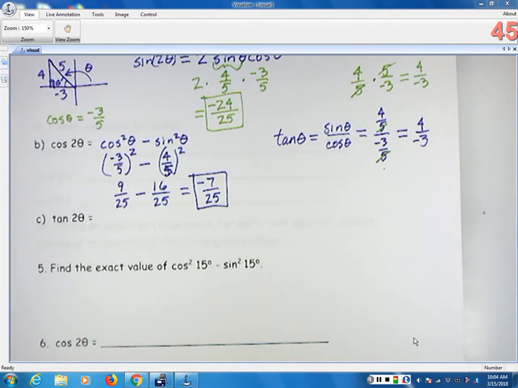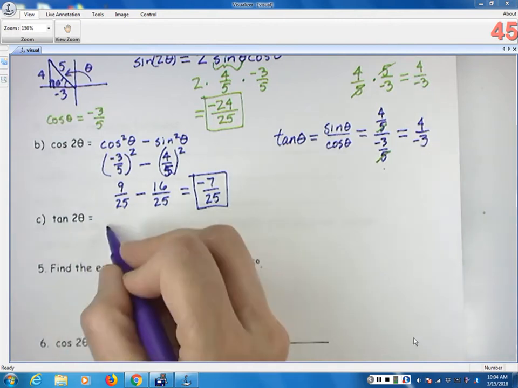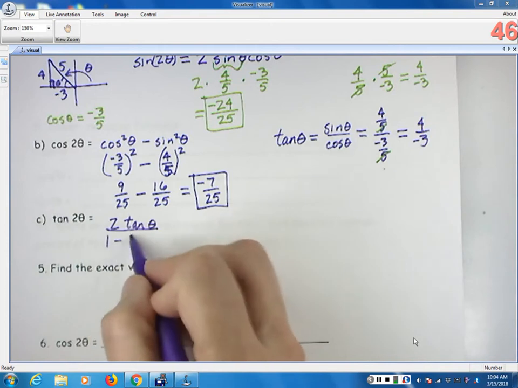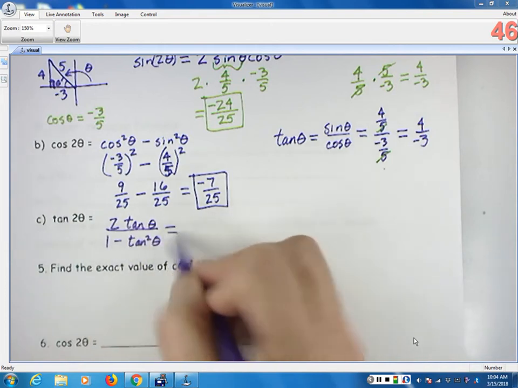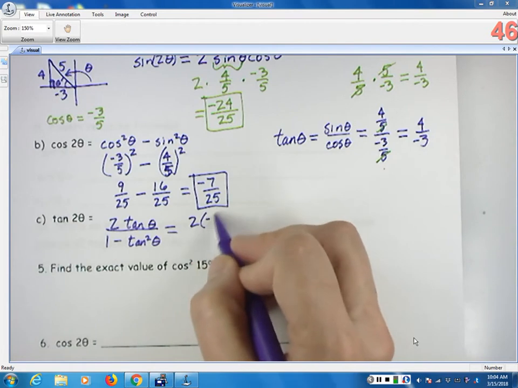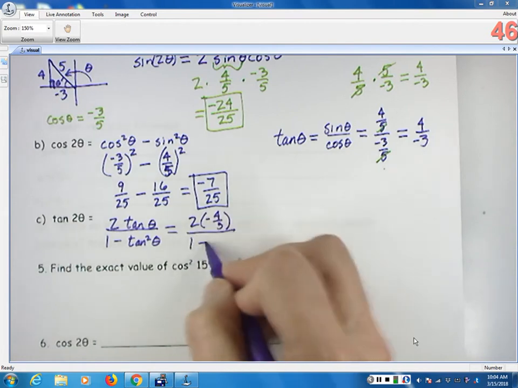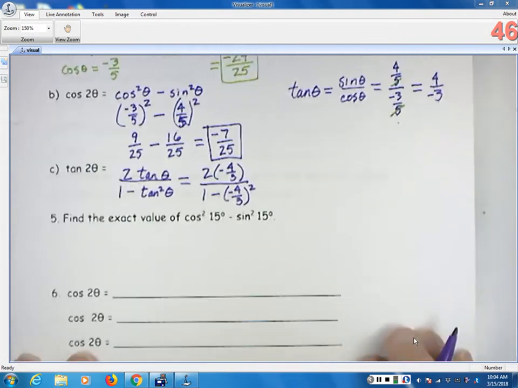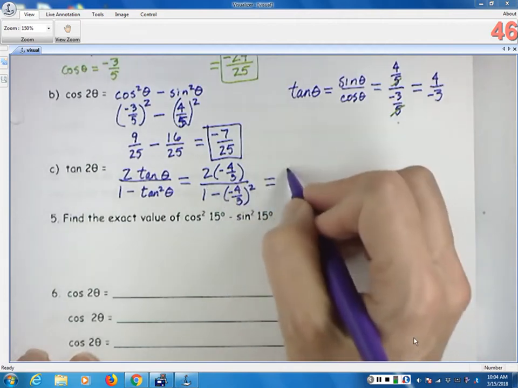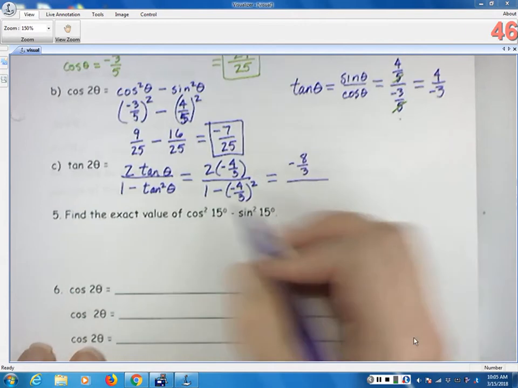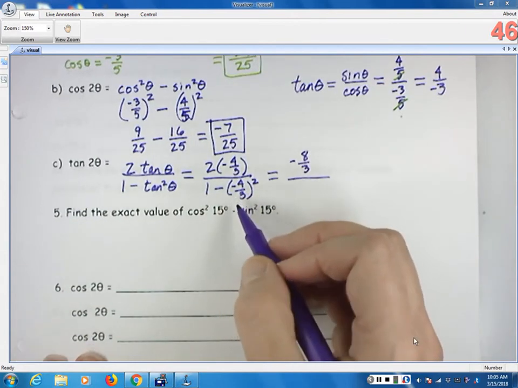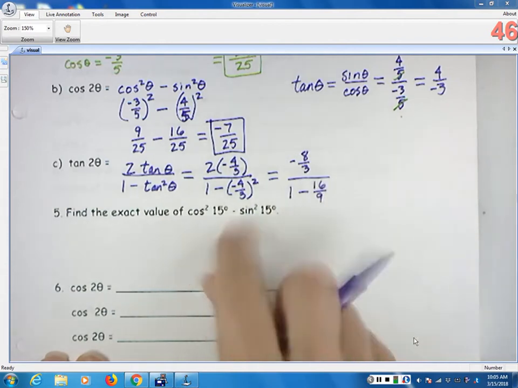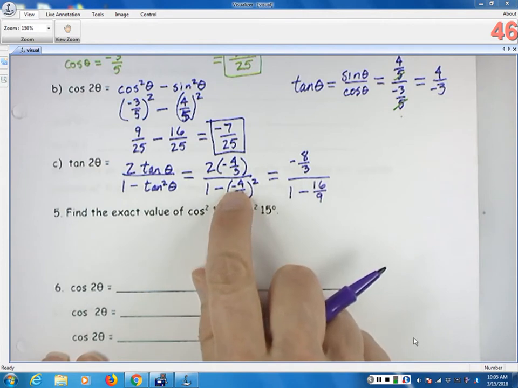So we're going to use the double angle formula to find tangent of 2 theta. It's 2 times tangent theta divided by 1 minus tangent squared theta. And that is 2 times minus 4/3 divided by 1 minus 4/3 squared. 2 times minus 4/3 is minus 8/3. And then you're going to square this, so it's 1 minus 16 over 9. The negative sign is squared, so it's positive then, but this negative sign is still there.